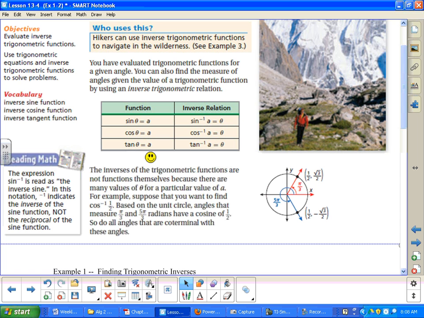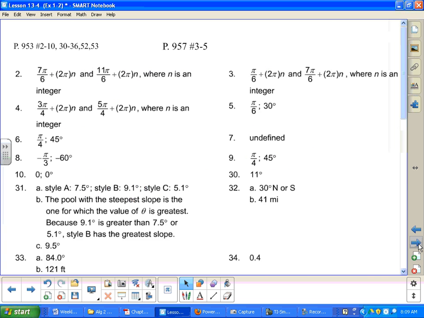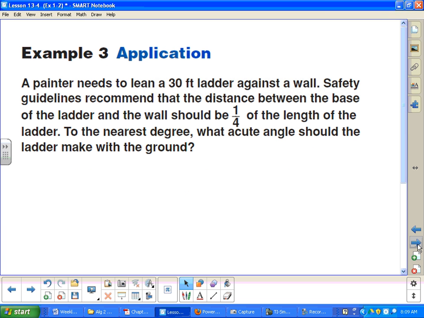Well, what we're going to look at more today is, if I'm given the ratio and I want to find the angle, then I need to do inverse sine, cosine, or tangent. So the one note you should make is that if I know the angle, I'll use sine, cosine, or tangent. If I'm trying to find the angle, then I want to use the inverse.